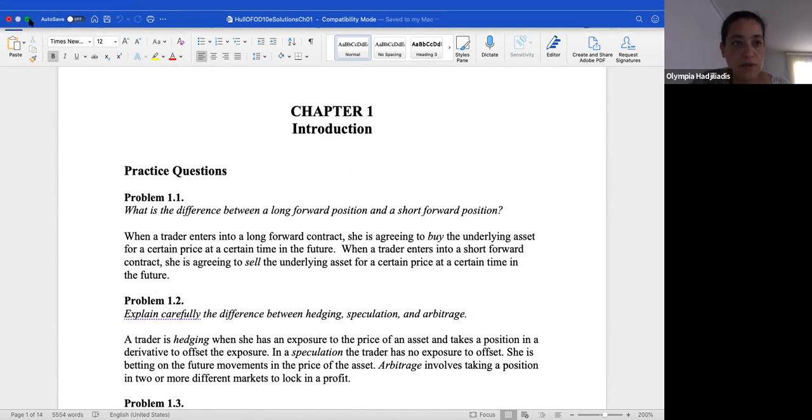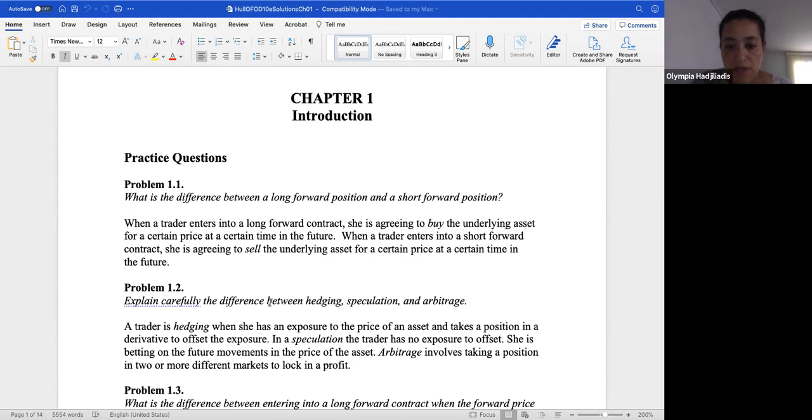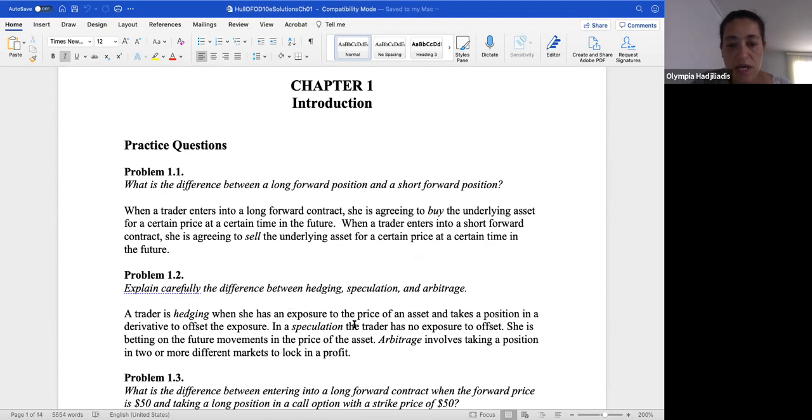So the next question is, explain carefully the difference between hedging, speculation, and arbitrage. A trader is hedging when she has an exposure to the price of an asset and takes a position in a derivative to offset the exposure. In speculation, the trader has no exposure to offset. She's betting on the future movements in the price of the asset. Arbitrage involves taking a position in 2 or more different markets to lock in a profit.